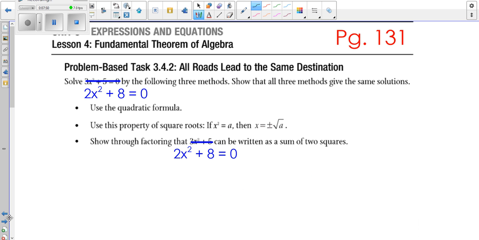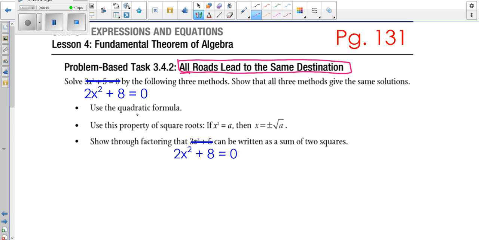Okay, so let's move on to the PBT. Go ahead and change the function that they gave you. It actually works out really poorly, so we'll just use this one instead. Alright, so we're actually going to solve this equation by using three methods, the quadratic formula, the property of square roots, and also factoring, and we're just trying to show you again that all roads lead to the same destination, so no matter which method you use, you're going to get the same answer.